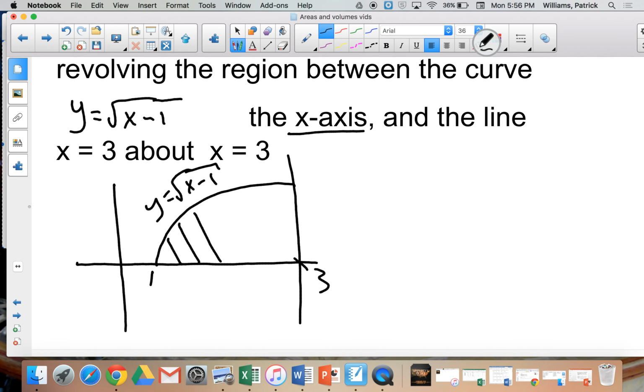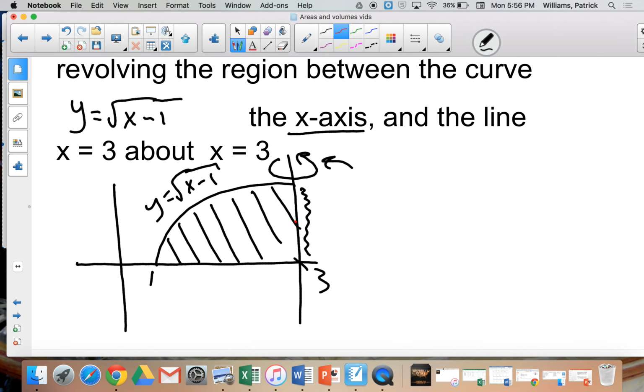So the region in question we're talking about is right here, and we're going to be rotating that about this line. So keep in mind the region is in constant contact with the axis of rotation, so it's a disk method, but we're also rotating about a line parallel to the y-axis, so again, we're going to want to use dy. So if we want to find this, our radius function is going to be this distance right here.